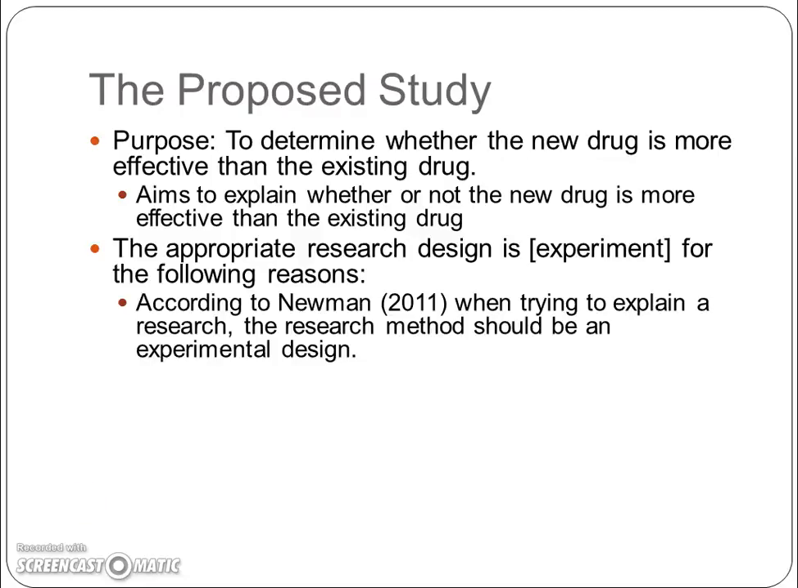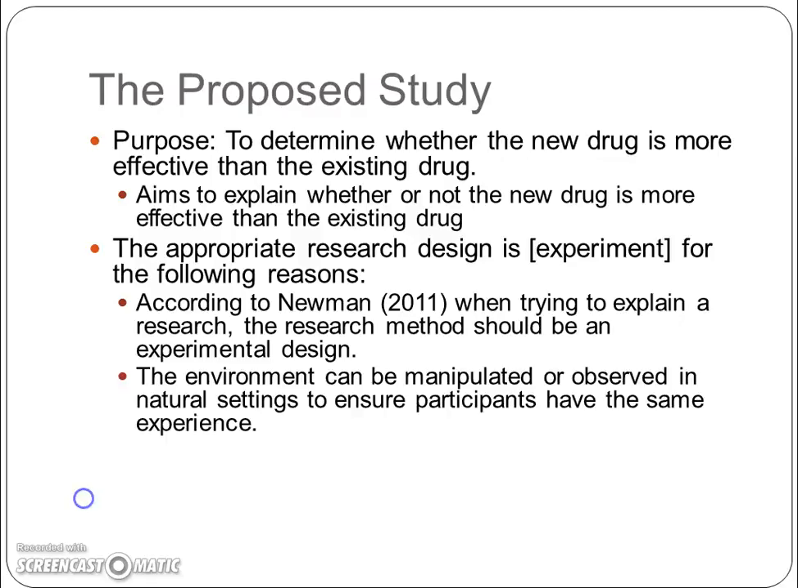First, according to Newman, when trying to explain, the research method should be an experimental design. We are trying to explain whether or not the new medicine will help schizophrenic individuals. Second, the environment can be manipulated or observed in natural settings to ensure participants have the same experience.